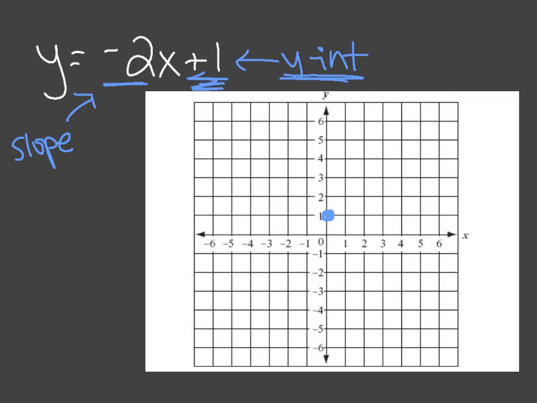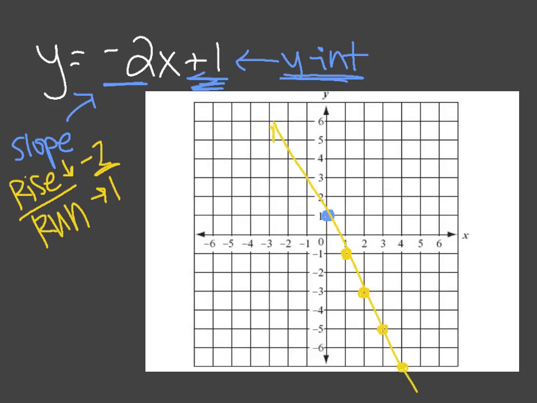Now I'm going to do my slope. And again, my slope is rise over run. So if my slope is -2, that's going to tell me I'm going to go down 2. But I don't know how far sideways to go. There's no number on the bottom down here. Well, remember, if there's no number on the bottom, you automatically put a 1. So I'm going to go down 2 and to the right 1 from my y-intercept, from my blue point. Down 2 and to the right 1, repeating this several times. And now I can go ahead and connect these points. And I've used my equation to make a line.